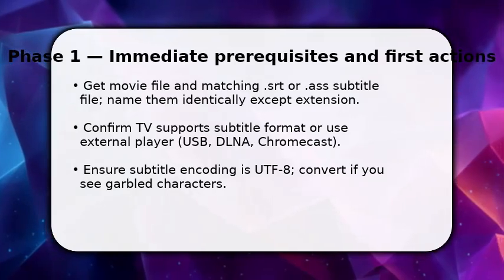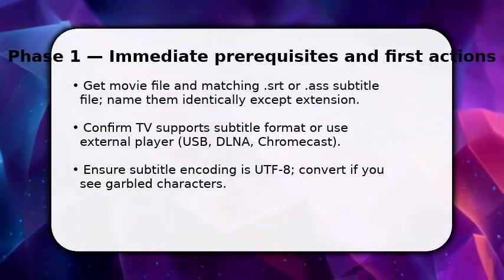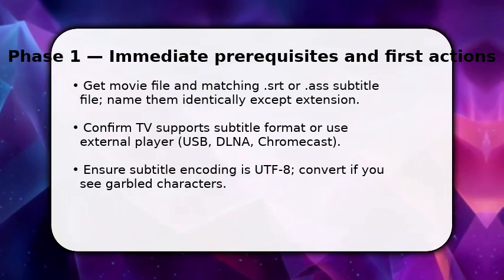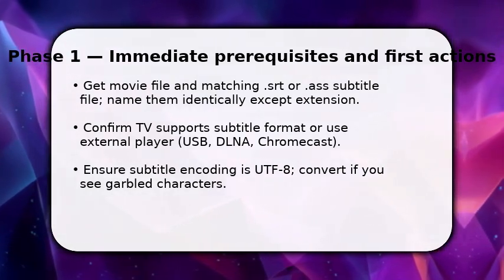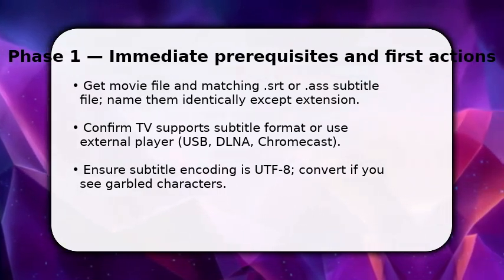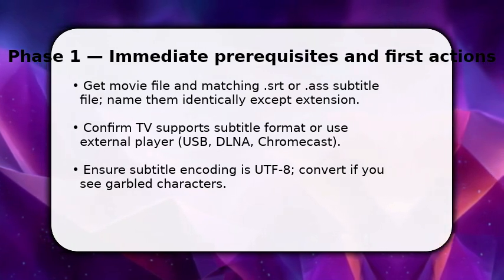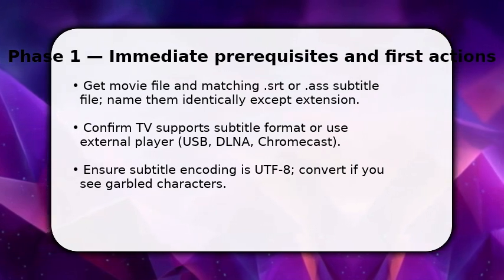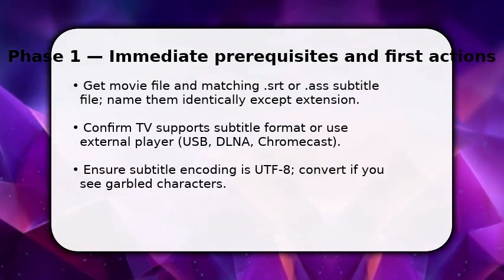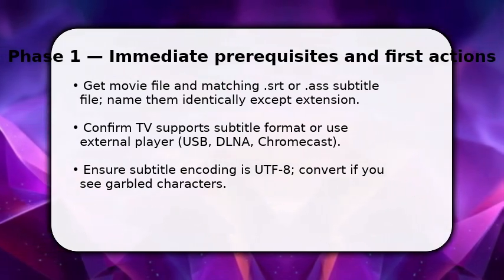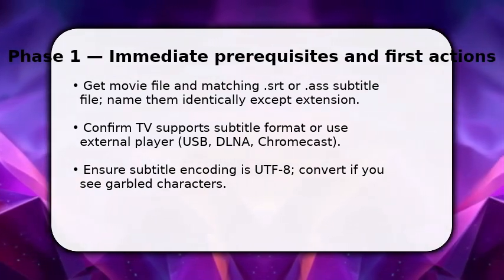You start by arranging the files so the TV can find subtitles immediately. Copy the movie and the SRT or ASS file into the same folder and make sure both file names match exactly. Once done, check your TV's supported formats or decide to use an external player, USB stick, DLNA server, or casting device. Also, make sure the subtitle file uses UTF-8 encoding to avoid garbled text. If not, convert it on your computer before moving files.